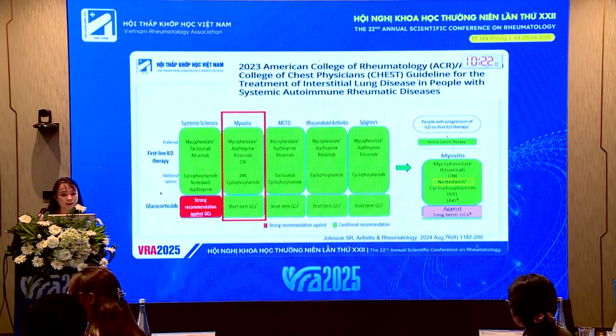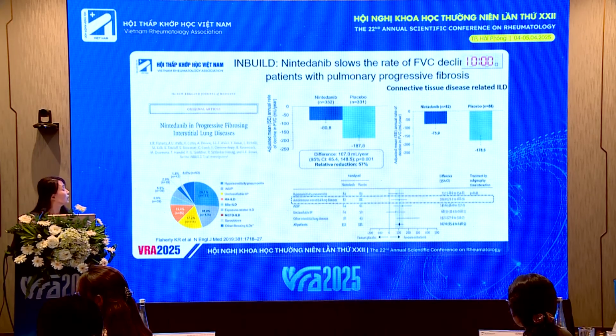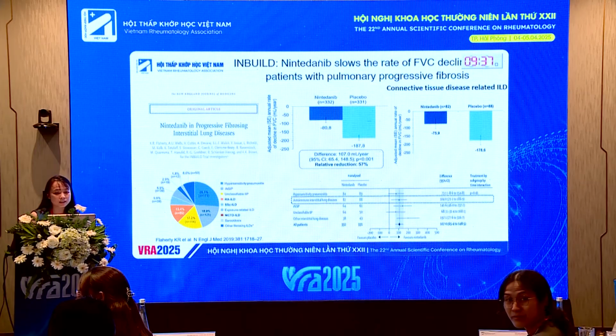And now we move on to the guidelines for treatment of ILD in patients with myositis. The first line ILD therapy includes mycophenolate, azathioprine, rituximab, and short-term glucocorticosteroid. If the patient fails the first line ILD therapy, nintedanib should be considered. As you can see on the slide, the trial shows the role of nintedanib in the treatment of patients with progressive pulmonary fibrosis. Nintedanib can slow the rate of FVC decline in ILD patients with progressive fibrosis, especially in patients with connective tissue disease-related ILD.